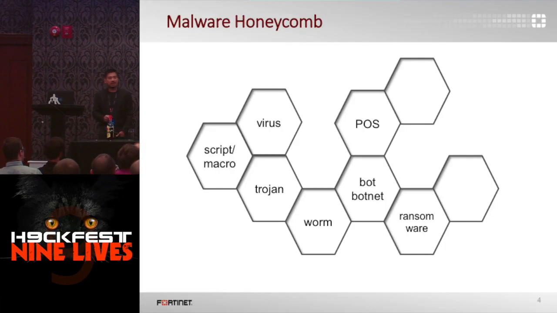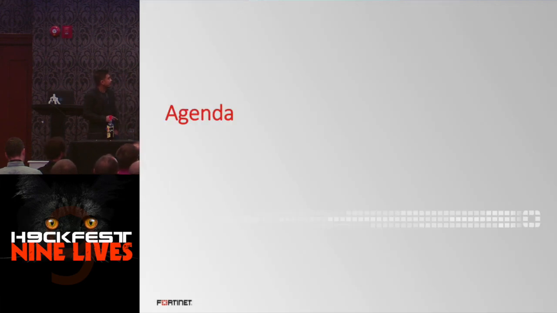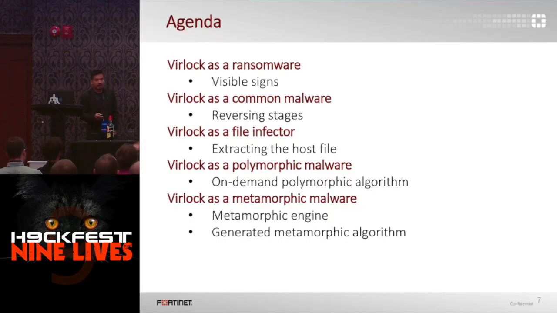But first, malware categories. There are different kinds of malware nowadays. Most likely we heard in the news about ransomware like Bad Rabbit, Petya, and so forth. Now we're going to talk about a ransomware that is not just a ransomware, it is also a file infector, which is a virus. It needs a host file to attach itself to infect. We're going to look into some of the visible signs of this ransomware, and the reversing stage, how you want to reverse the malware itself.